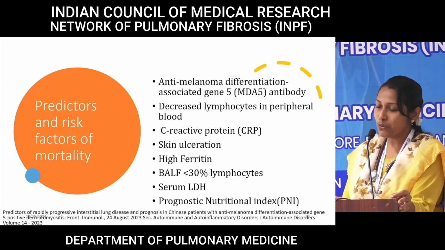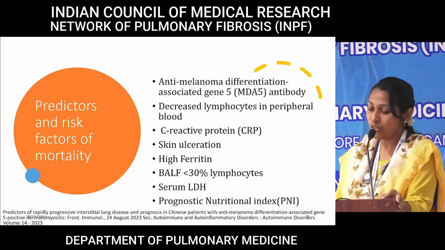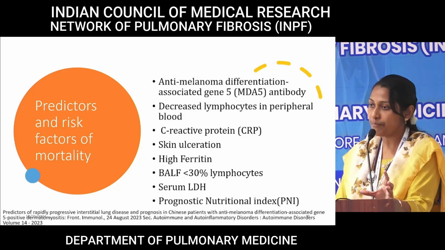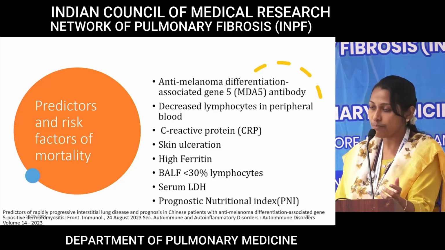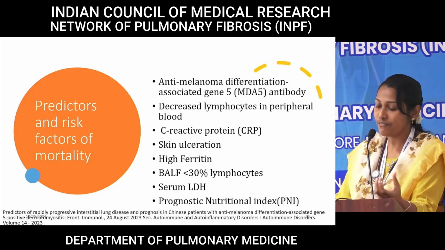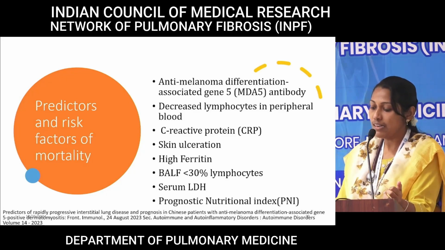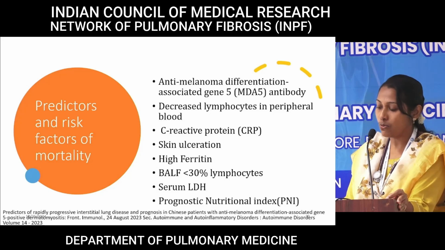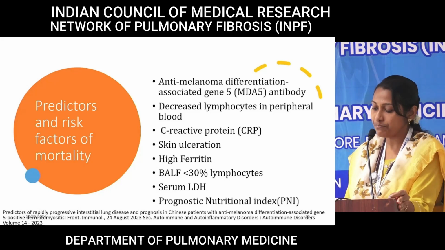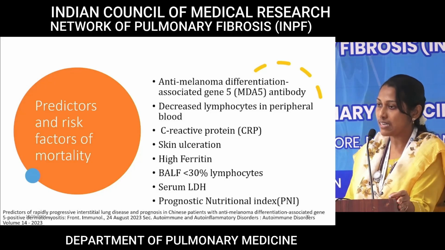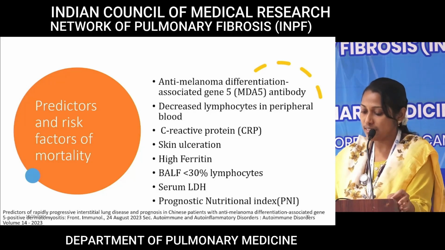And many studies have given so many risk factors which could predict the progression and the mortality in RP-ILD. The commonest is MDA5 positivity. A decreased lymphocyte-neutrophil ratio with elevated CRP, and skin ulceration, were associated with high mortality. High ferritin levels, more than 1,500, had a high mortality in many studies. BAL, if at all done, showed a low lymphocytic predominance. Serum LDH and the prognostic nutritional index, based on albumin levels and the lymphocyte ratio, also showed a high risk of mortality in many of these studies.